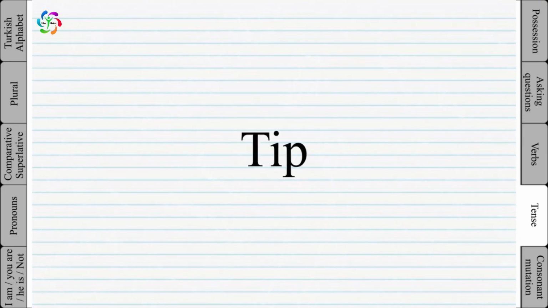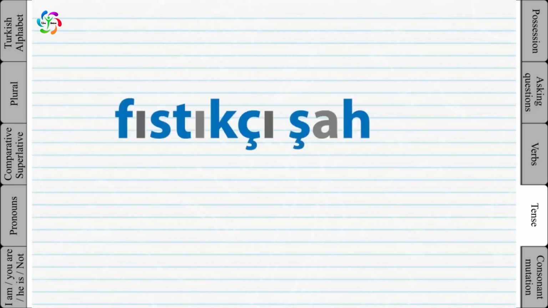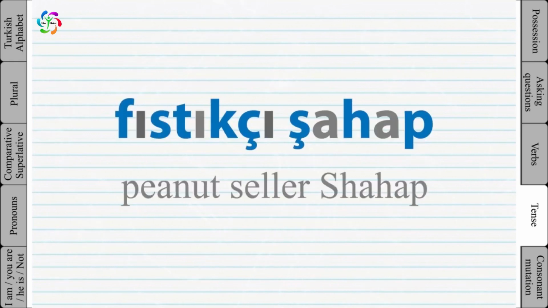A useful tip to remember all the letters is to memorize these two words, fıstıkçı şahap, meaning the peanut seller Shahab. Shahab is a name, fıstıkçı means the peanut seller. If you look closer, you will see that these two words contain all the letters that you must memorize.